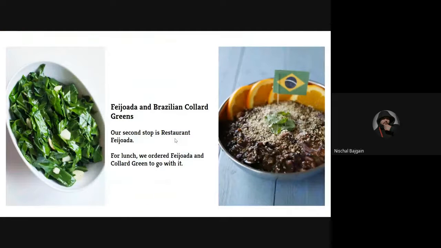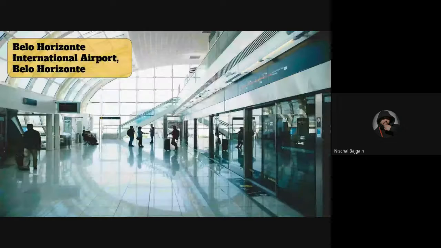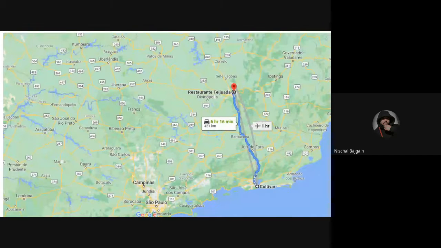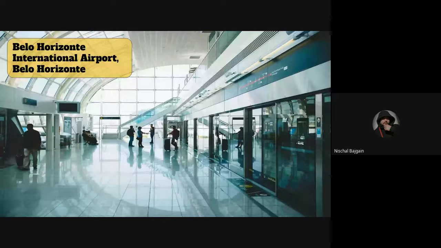However, the driving distance between Cultivar and Divinópolis is 451 kilometers, which takes an average time of 6 hours and 16 minutes. So we took an alternative airway, which was least time consuming as well as convenient. The plane took off from Aeroporto Santos Dumont in Rio de Janeiro and landed in Belo Horizonte International Airport. The flight time was nearly an hour. It took around 33 minutes to reach the restaurant from the airport by cab.